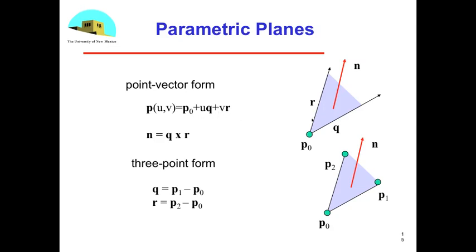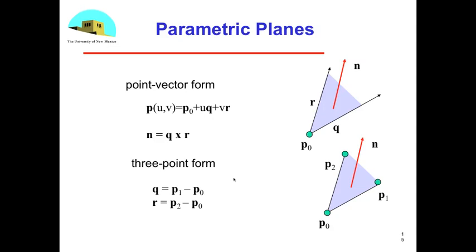So here's the surface. If you use the 3-point form and say every 3 points determines a triangle, which is flat, and also the plane that triangle lies in, then you can say Q is just P2 minus P0, and R is just P1 minus P0, and so you get the 3-point form of the plane. That also is the way that we've seen to get triangles.